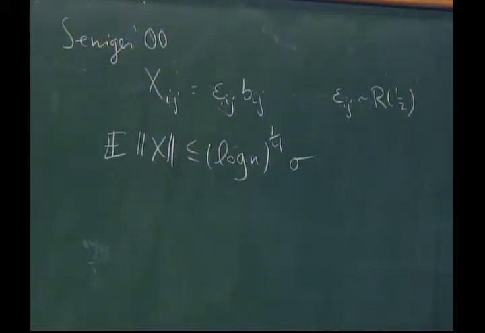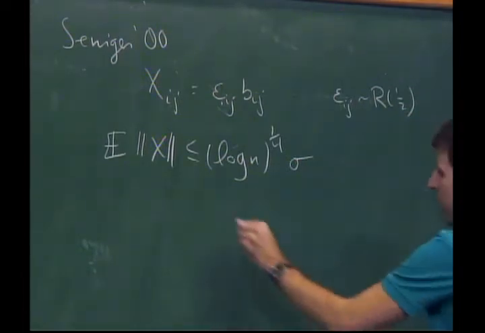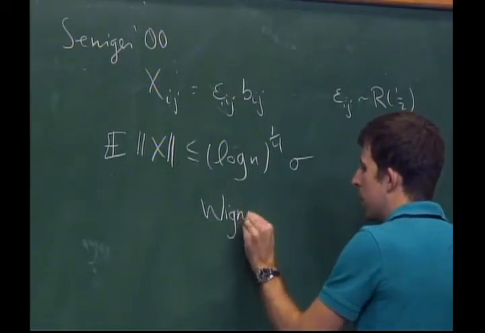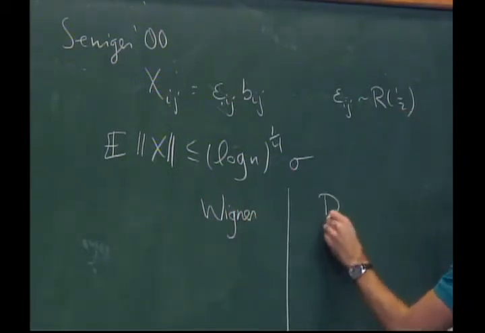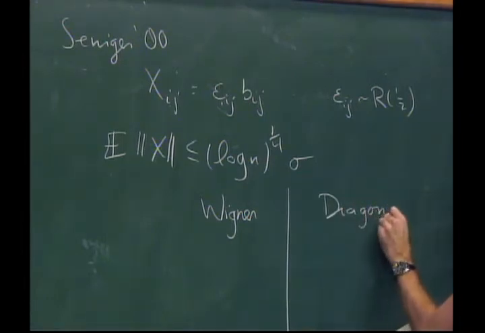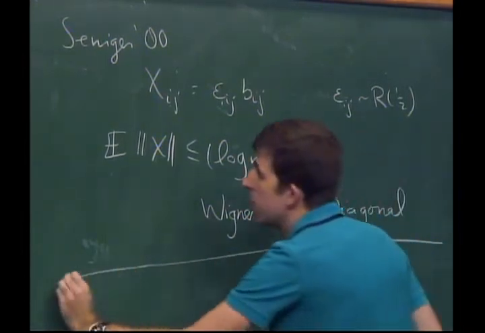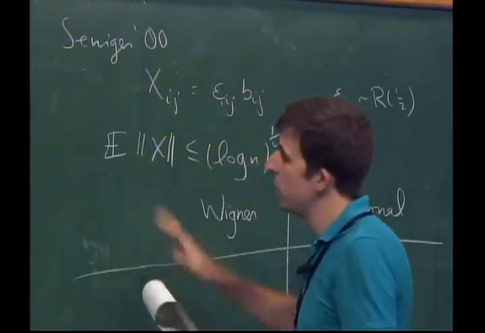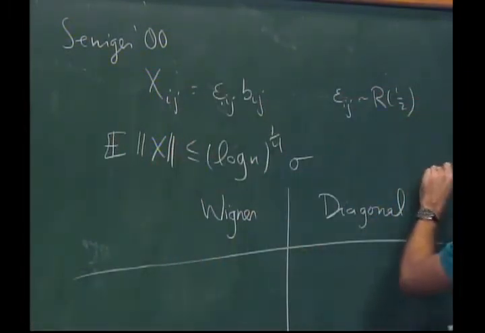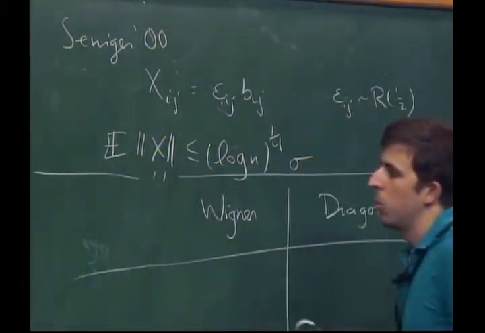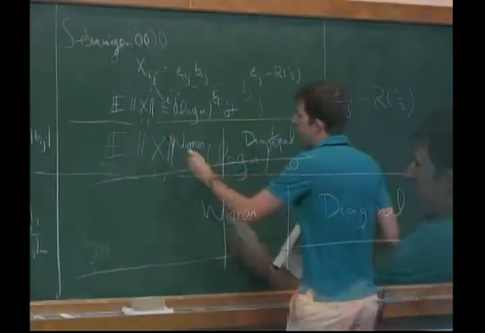So now let's look at the examples, the two examples that we have. We have Wigner, and we have diagonal. Let's not think about Seneger because we're doing it for Gaussians. I'm going to talk about this later. But let's say you have Wigner and diagonal.